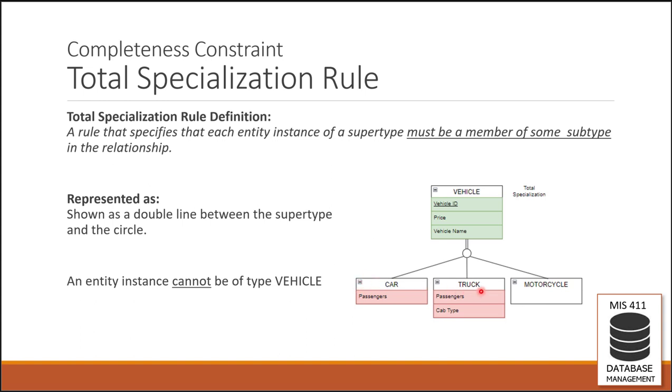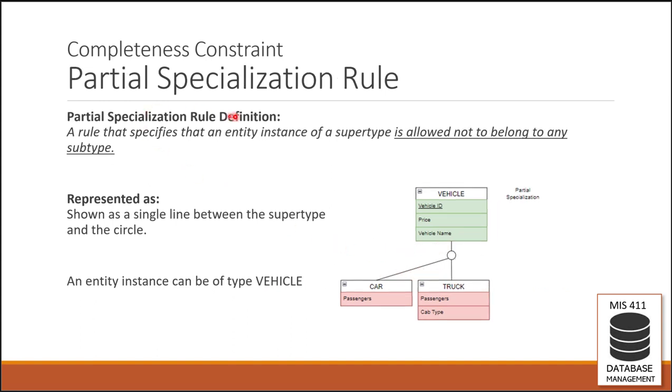We're going to deal with whether it can be more than one subtype later. But total specialization means that it has to be at least one of the subtypes, right? An entity instance cannot be of type vehicle, so the entity instance cannot be the supertype. The partial specialization rule definition is a rule that specifies an entity instance of a supertype is allowed not to belong to any subtype. Okay, so here it's represented as a single line.